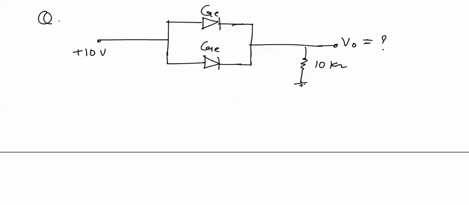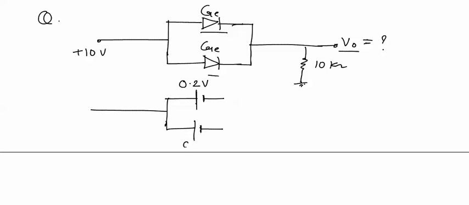In this question, we are asked to calculate the V0 voltage, and a parallel combination of two germanium diodes is used. From the supply voltage, it is clearly seen that both the germanium diodes will be forward biased, and we can replace both the diodes with their equivalent circuits. As the material is germanium, these two diodes will be replaced with their equivalent circuits, that is 0.2 volts. And now the voltage V0 can be calculated.